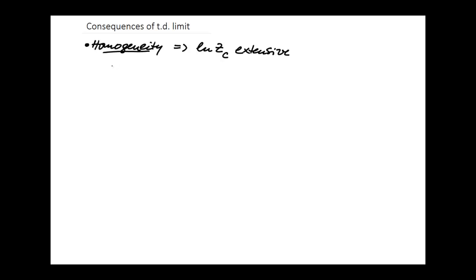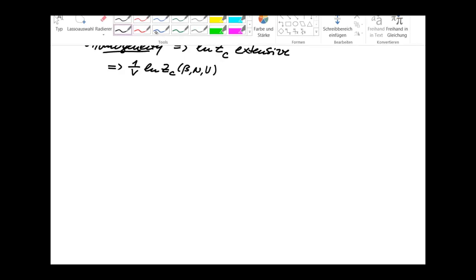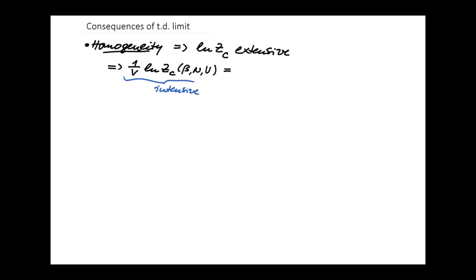This in turn implies that when I divide by the volume, so I take 1 over the volume times the log of the canonical partition function, the volume is also extensive. Now the ratio of two extensive quantities is intensive. So this ratio then is intensive. Now let me introduce a new variable, little x, which I define as the particle density. So this is particle number n over volume v. That's the particle density. And x is also an intensive variable.